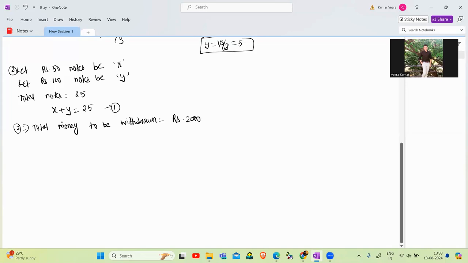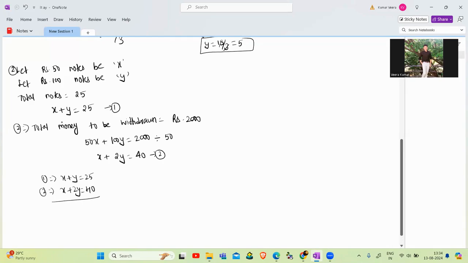Correct? Now, for 50 rupees, we do not know how many notes there are, so 50x. 100 rupees also we do not know, so 100y is equal to 2000. I do simplification, dividing everywhere by 50. So x plus 2y is equal to 40. This is the second equation. Now the first equation is x plus y is equal to 25, and the second equation is x plus 2y is equal to 40.